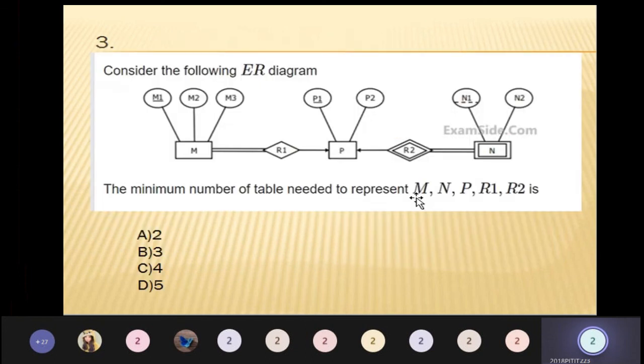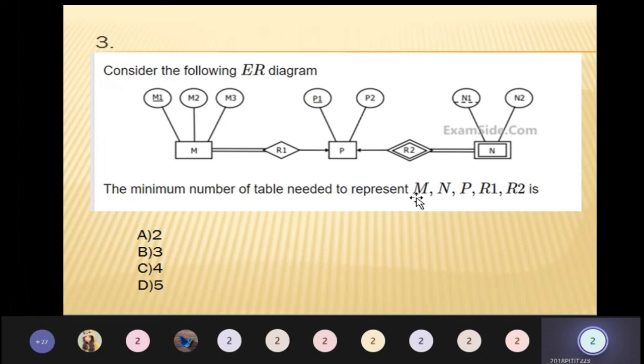And the third question: consider the following ER diagram. The minimum number of tables needed to represent M, N, P, R1 and R2 is... So the question is, we need the minimum number of tables. So how many tables are used in this figure?